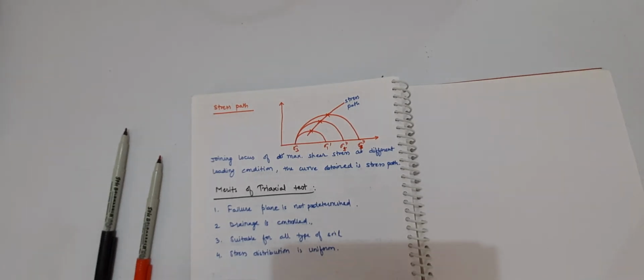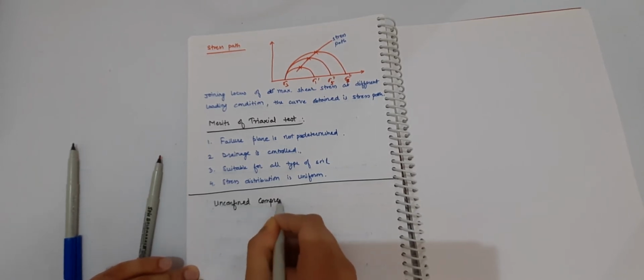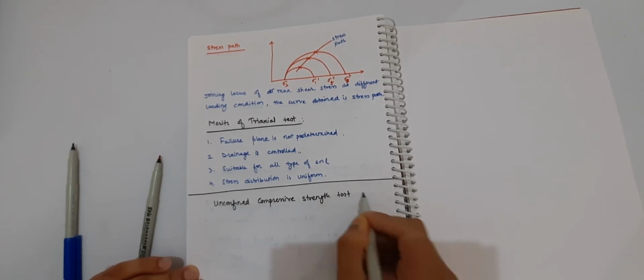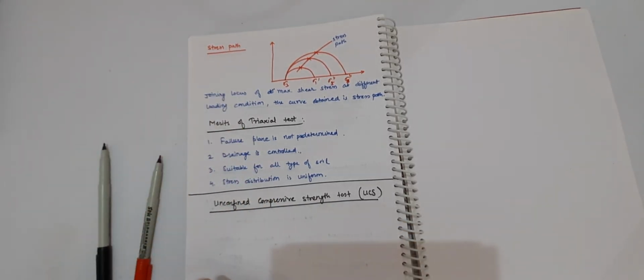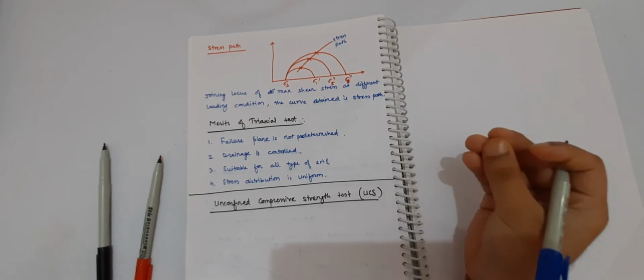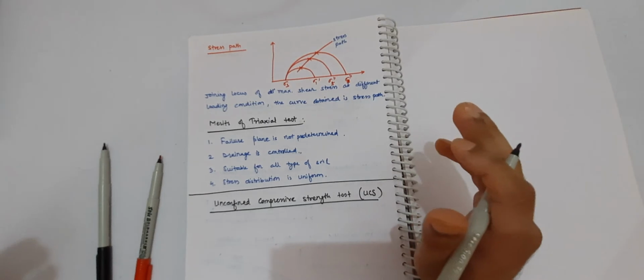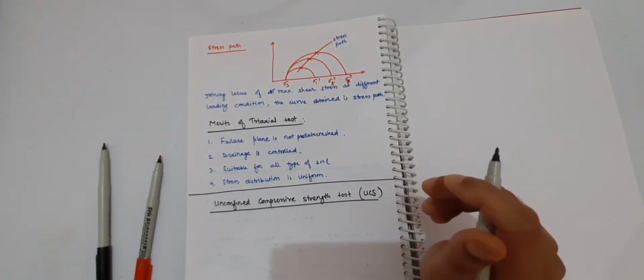Right, here we complete the triaxial test. After this, the unconfined compressive strength test, known as the UCS test. It is a special type of triaxial test in which there is no confining stress, that is, the minor principal stress is zero.